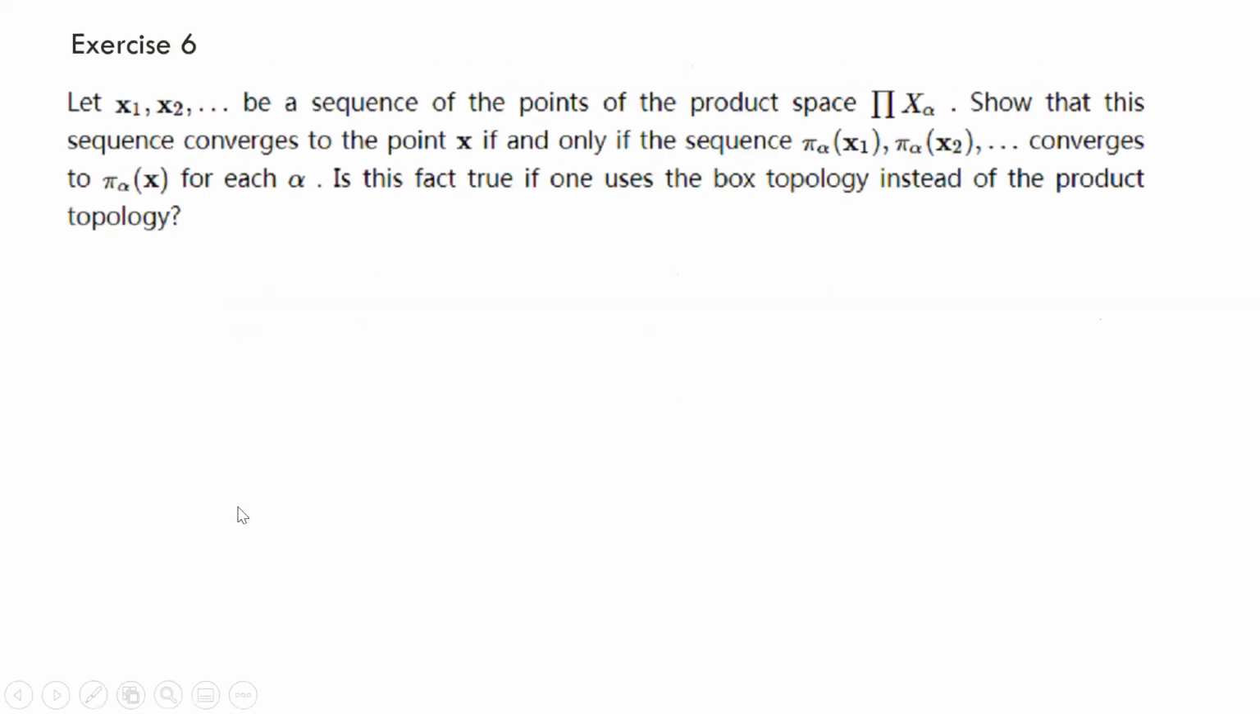This is exercise 6, which also tells us some difference between the box topology and the product topology. Let x1, x2, ... be a sequence of points of the product space, the product of X_alpha. Show that this sequence converges to the point x if and only if the sequence pi_alpha(x1), pi_alpha(x2), ..., where pi_alpha is a projection map, converges to pi_alpha(x) for each alpha. And then, is this fact true if one uses the box topology instead of the product topology?